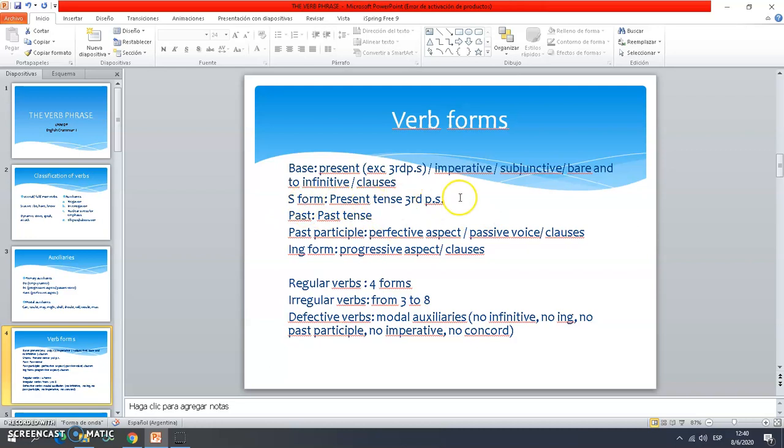Then there is a form in English which is not very economical because it is only used for the present tense, third person singular, all right? That's the only use of plays. A past form, the second column, the past participle or third column, which is used, as we said before, for the perfective aspect together with have, in passive voice preceded by be, and of course in past participial clauses.